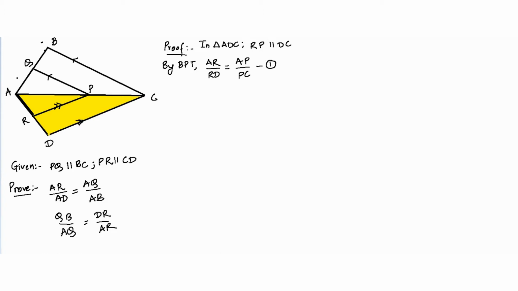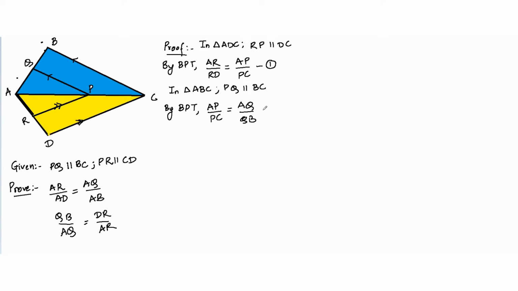Similarly, there's another triangle in which I can apply BPT. So I'm going to apply BPT in this triangle now. In triangle ABC, I have PQ parallel to BC, and therefore again by using BPT, I can say that AP divided by PC is equal to AQ divided by QB. This is the second result.